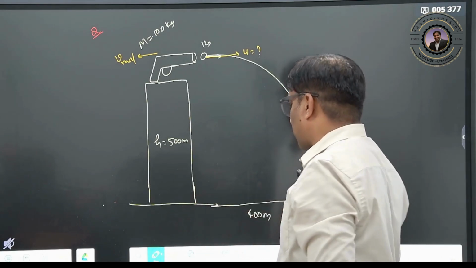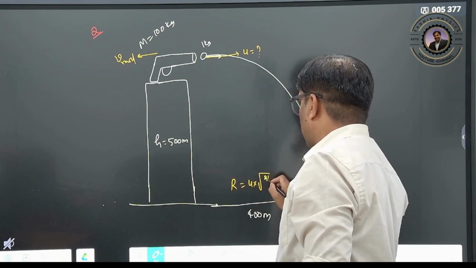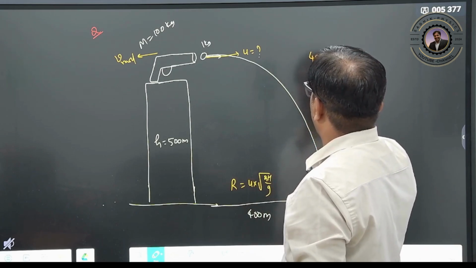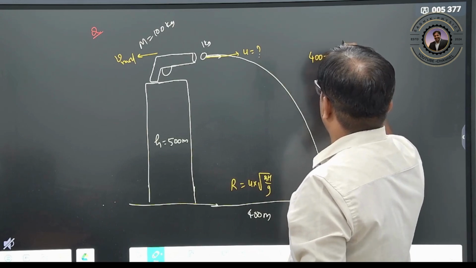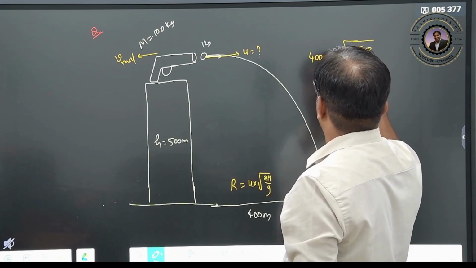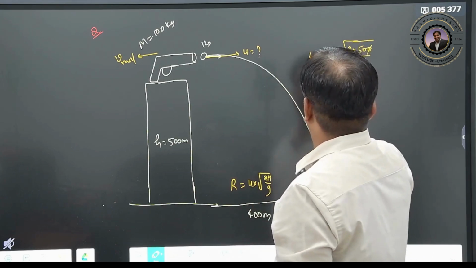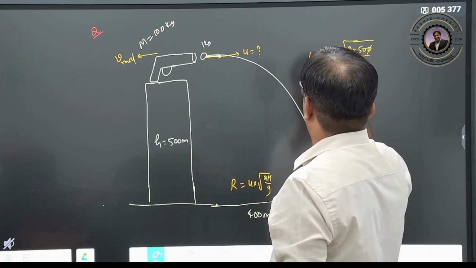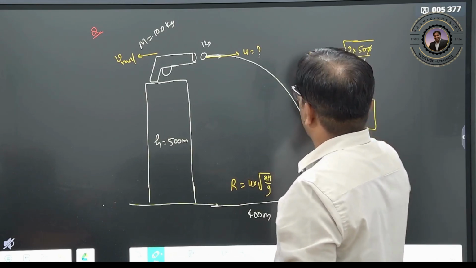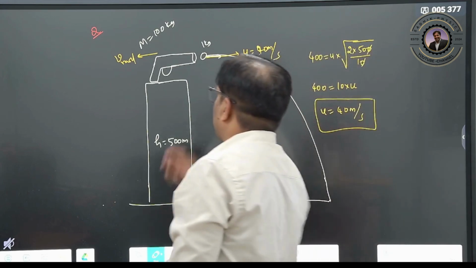This is nothing but the range. What is the range formula? Range equals u into square root of 2h by g. The range is 400, so 400 equals u into square root of 2 into 500 divided by g, where g is 10. That gives 50 into 200, and the square root of 100 is 10. So 400 equals 10 into u, and u equals 40 meters per second. That means the bullet is coming out with 40 meters per second. Then you can calculate the recoil velocity of your gun.